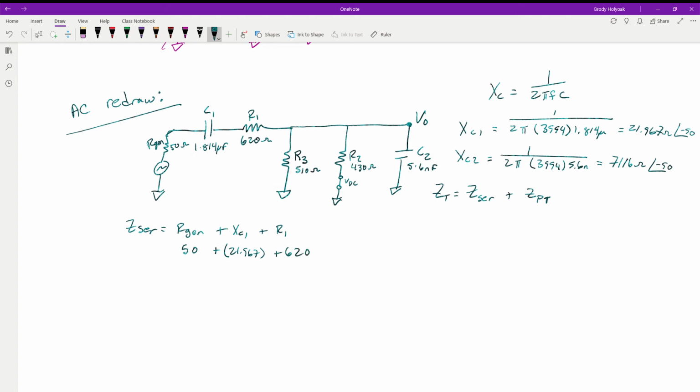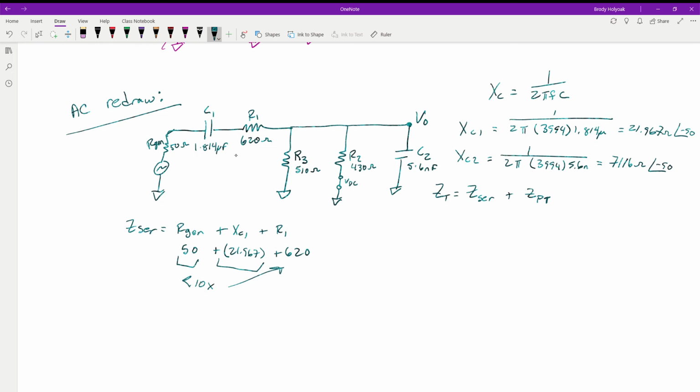Okay, first thing that we're going to look at is, well, what is going to affect it? We have an X of C1 that is 21. We have an RGen that's 50. We have an R1 that's 620. Both of these guys are less than 10 times the other values. So essentially, we can ignore these guys. They're not going to have that big of an effect on the circuit.